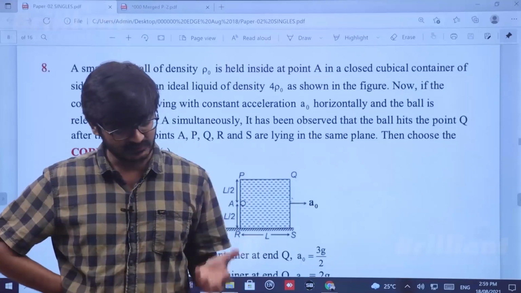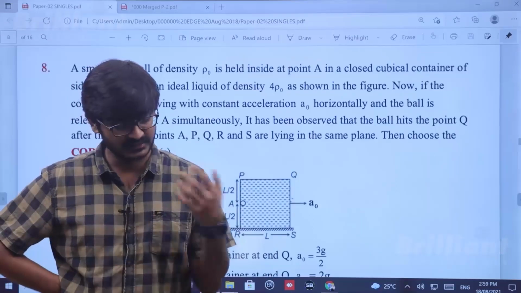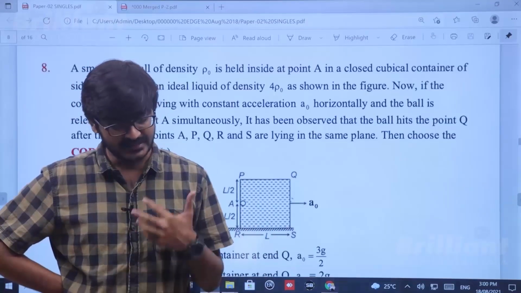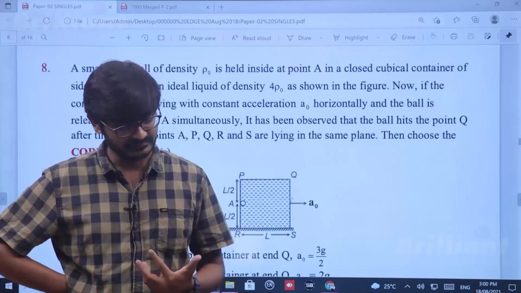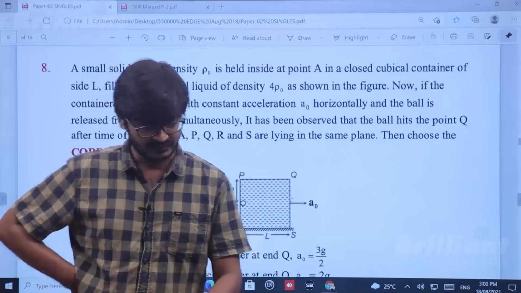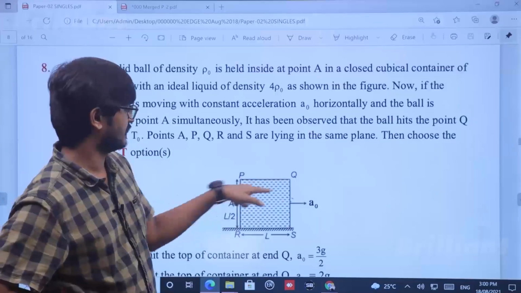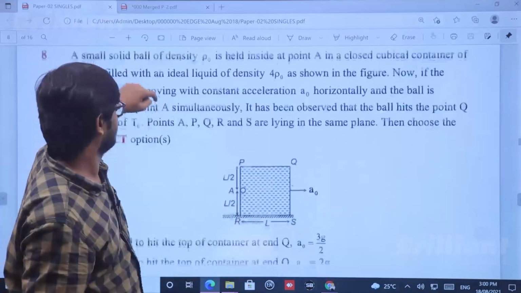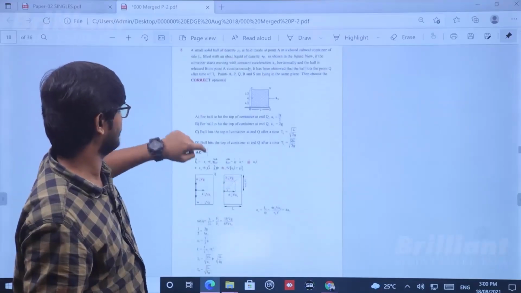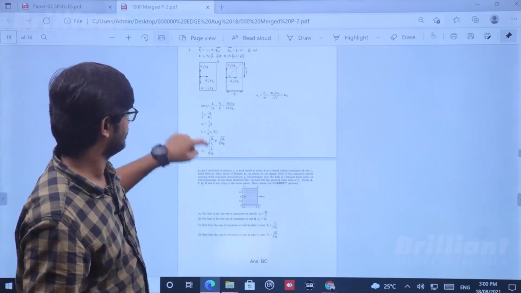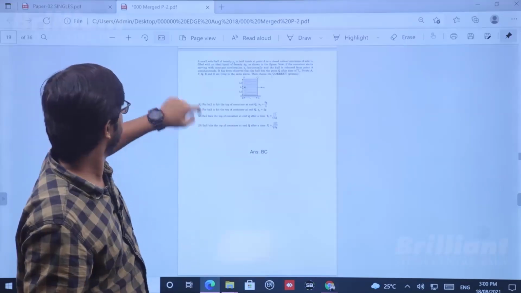Now if the container starts moving with constant acceleration a naught horizontally and the ball is released from the point A simultaneously, it has been observed that the ball hits the point Q after a time t naught. So point Q, this corner from the middle. And the given key is wrong in the paper. Hopefully someone must be asking for correction. So this is the actual key.